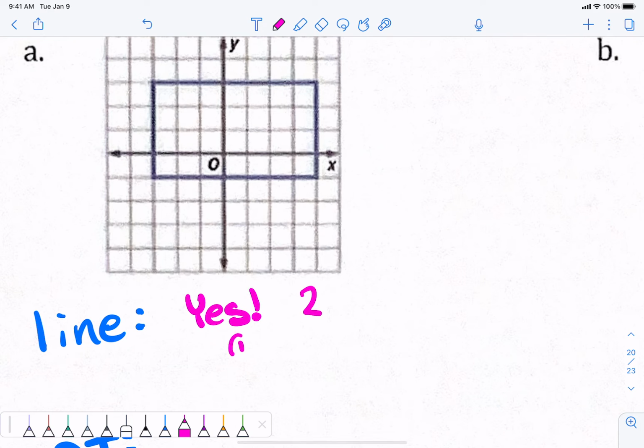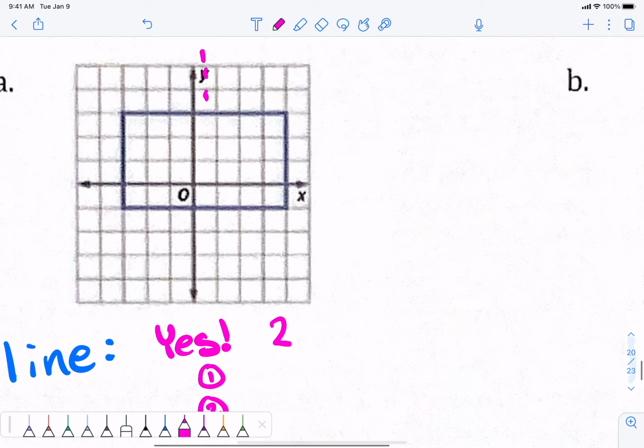Okay, so let's identify the number 2. Number 1, number 2. He has a line of symmetry going up and down. Where? To the half. It's at the half mark right here, right?